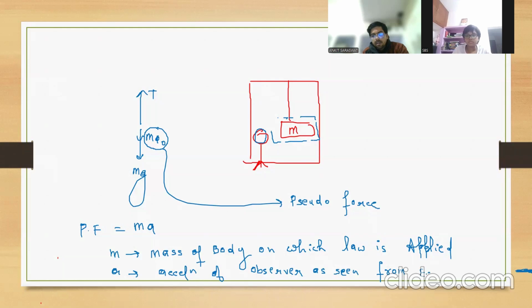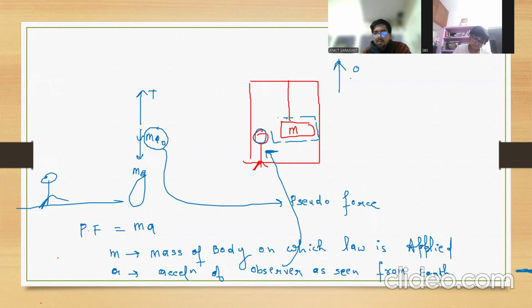As seen from the earth. Clear? Acceleration of observer as seen from the earth. As seen from the earth means with respect to the observer standing on the ground. From the ground, always acceleration of a non-inertial frame, or you can say observer. This observer is whom? This observer is this. Okay, it's acceleration if you are looking from the ground. Then if lift is going up with a naught acceleration, then this observer is also going with a naught acceleration.